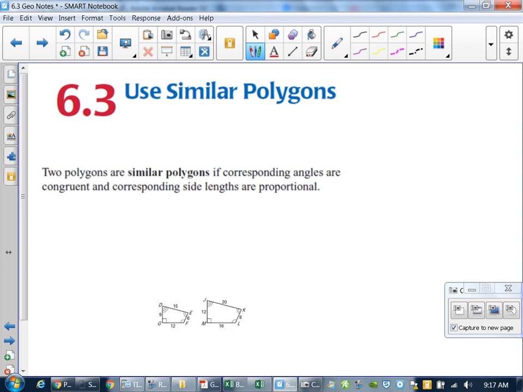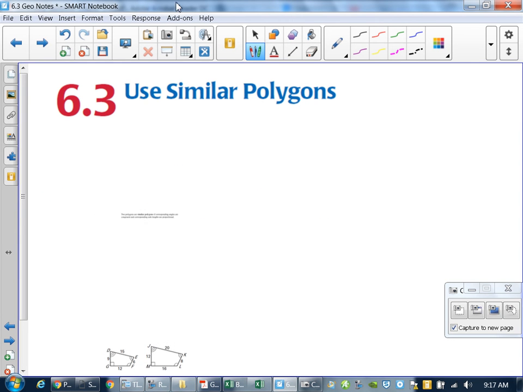Similar polygons. And what I want to make sure that we understand is how they work and what we do in order to set up what are called similarity statements. You heard me talk a little bit about that yesterday.